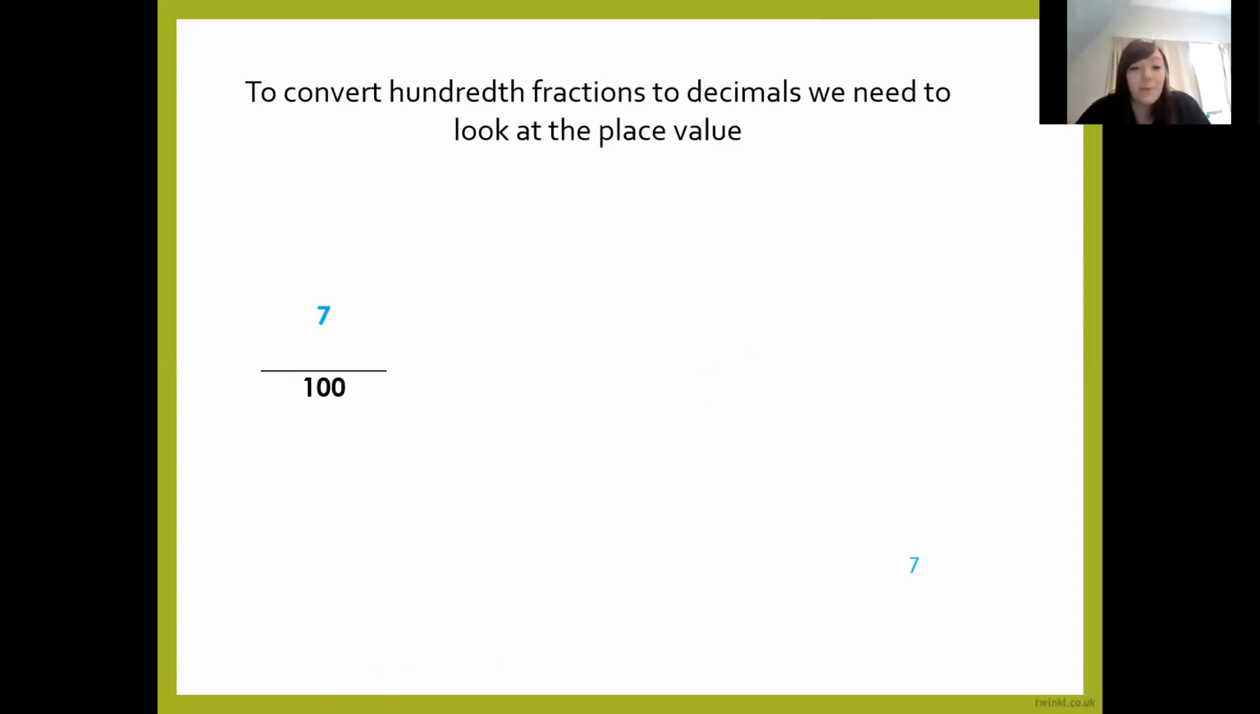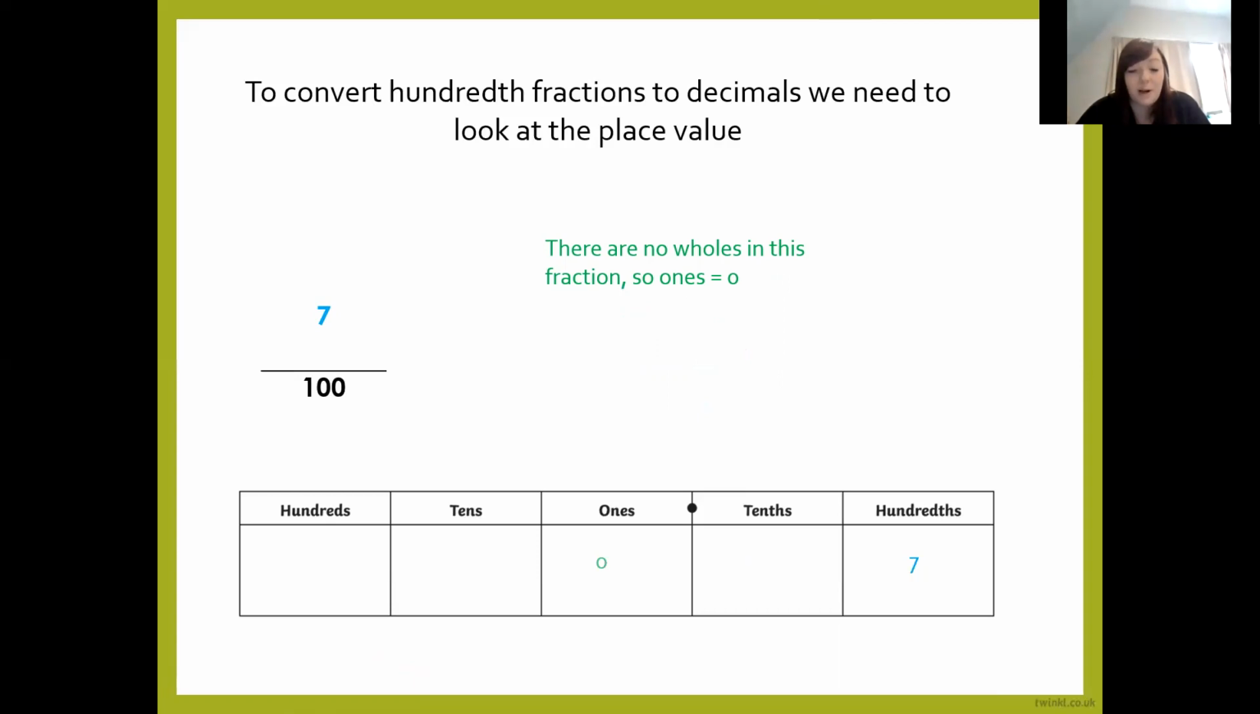Okay, here we have 7 hundredths. There are no wholes, so we're putting 0 into the ones. How many hundredths are there? There's 7. So we've got 7 in our hundredths column. And what's that thing that we need to remember when we're looking at hundredths? Can you tell me? We have to put in our placeholder into the tenths. So 7 hundredths is 7 over 100, or 0.07.